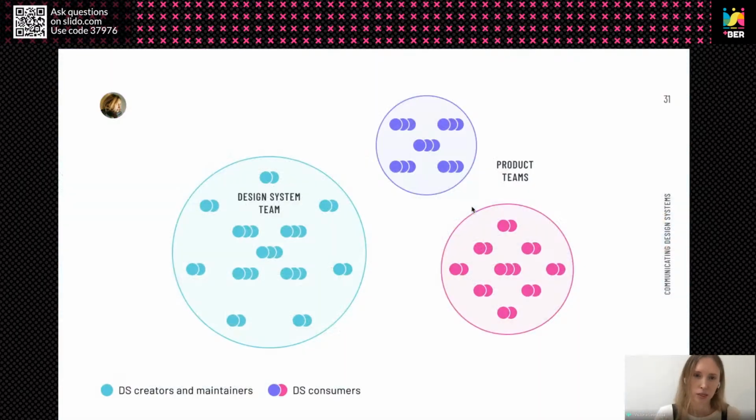And this is how the structure looked in the very beginning. It was very strict, isolated, with a big divide between consumers and creators. I don't know if you've seen my mouse, but basically everything here is creators and maintainers of the design system. And these product teams are design system consumers, but they couldn't really contribute to the system.